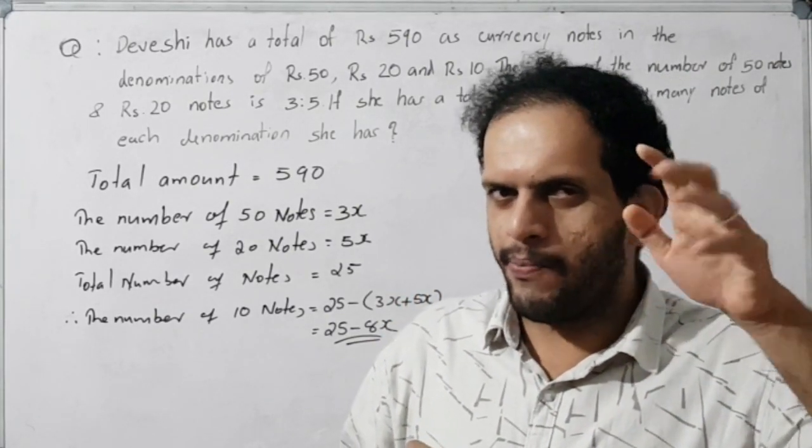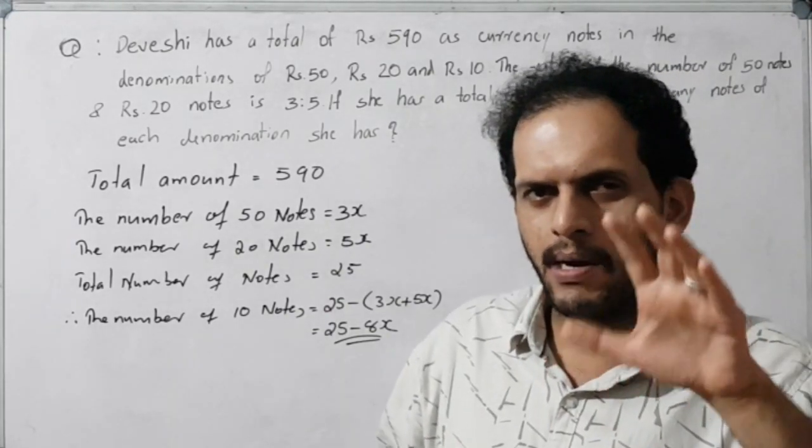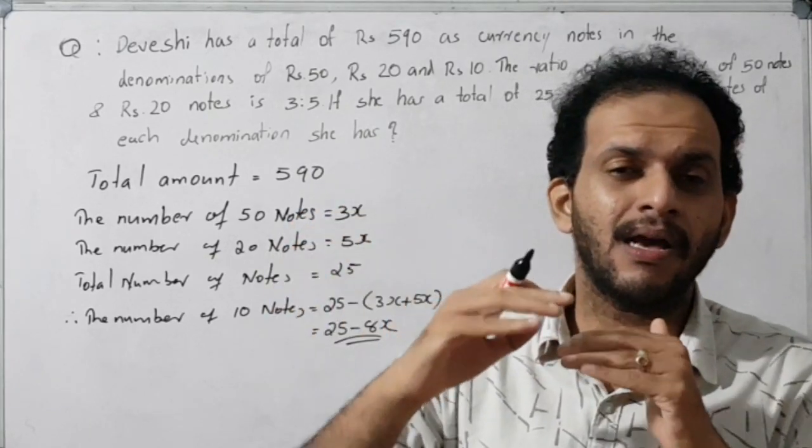You remember I told you, based on the money, what is the idea. In all the questions based on money, the next idea is just to find the amount from each denomination.